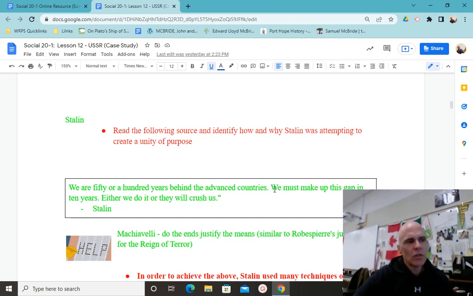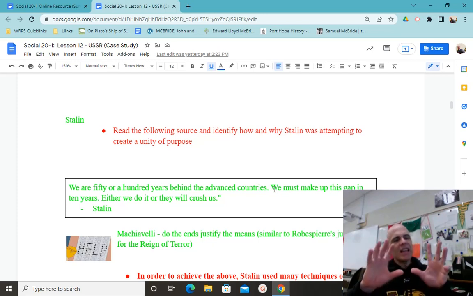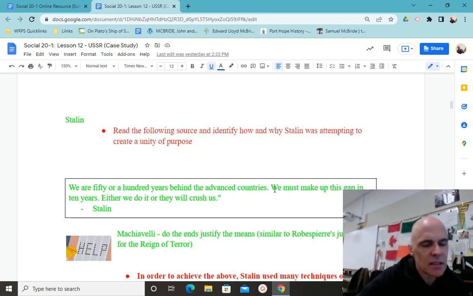But ultimately, there's one other main idea of Machiavelli that sticks to today, that the ends justify the means. And for Stalin, the ends is the survival of the Soviet Union. Nothing's more important. The means are therefore justifiable.